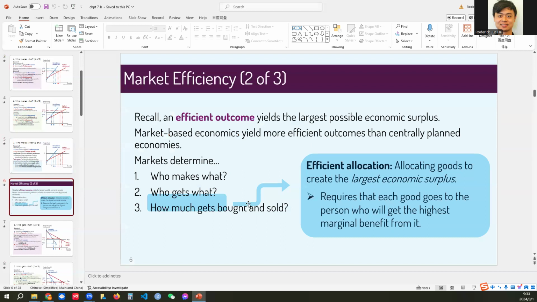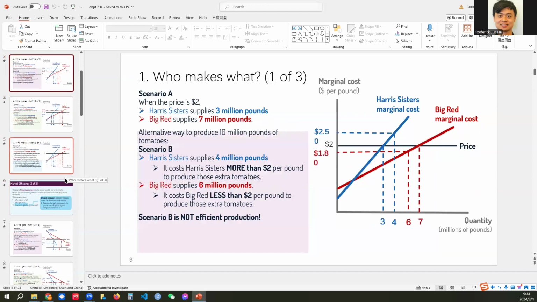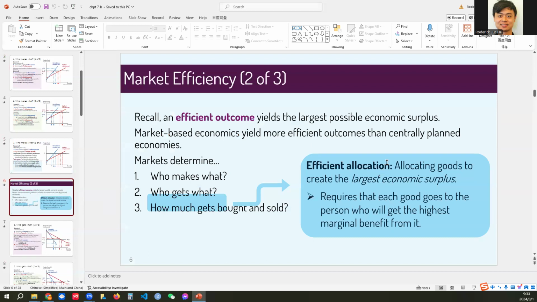So that's this. And the second one is allocation. So that's, in our understanding, market has 2 sides, supplier and consumer. And here now we turn to consumers. So production efficiency, or efficient production, is to govern producers. And this one, allocation, is to govern consumers. So that is to say, allocating goods to create the largest economic surplus. So that requires each good goes to the person who will get the highest marginal benefit from it.